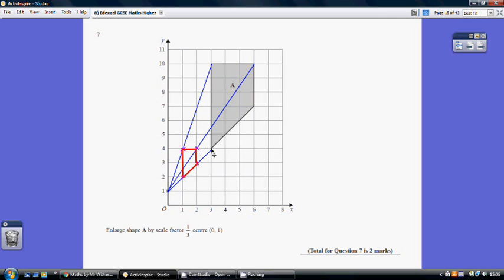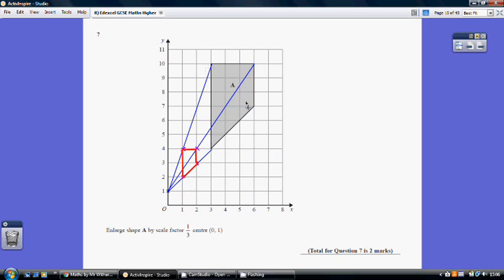Now it's going to have to be a third of that. So rather than 3 along and 3 up, that's going to be 1 along and 1 up. And yes, that's on one of my blue lines. So there's my first point. Then if I move over here, well, that's presently 6 along and 6 up from the centre of enlargement. So a third of that's going to be 2 along and 2 up, and so on.